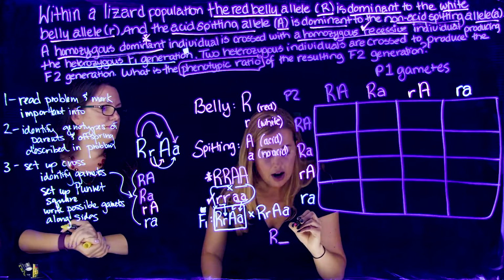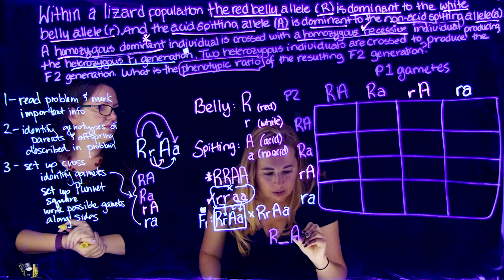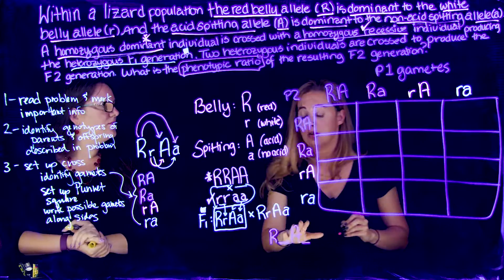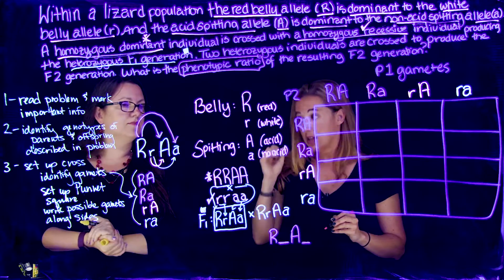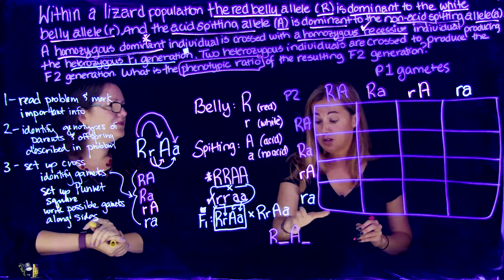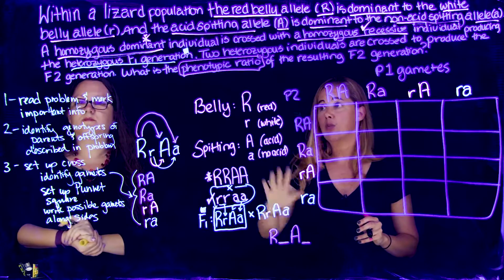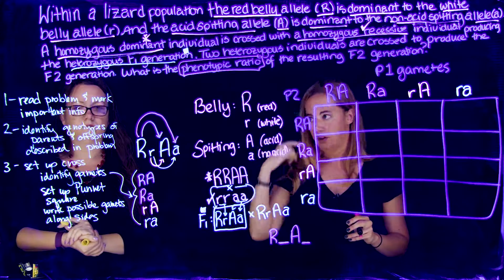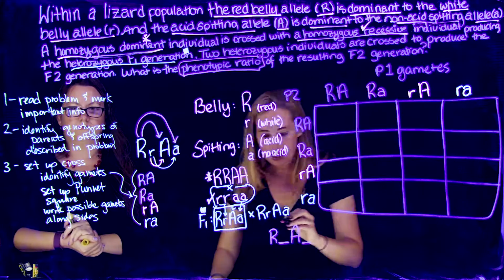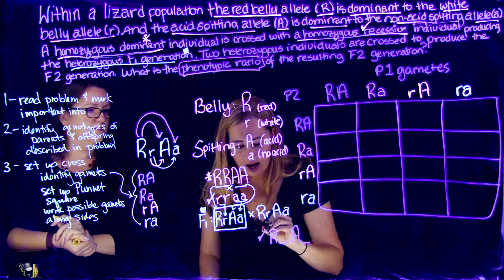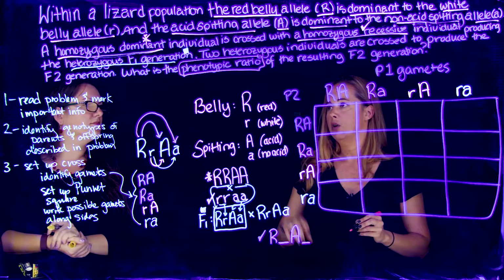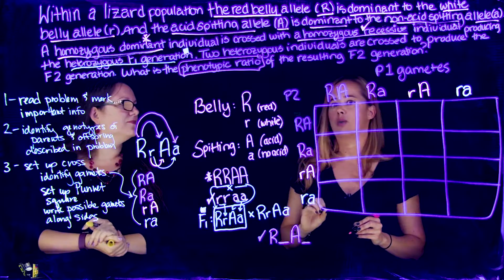Right. If I have a capital A in one position, and I don't know what the other one is, as long as I have one capital A, it's going to be an acid spitter. Right. So this is phenotype, and it makes it very easy when talking about phenotypes to figure stuff out. So anybody that's got at least one capital R and one capital A is going to be red-bellied and an acid spitter.